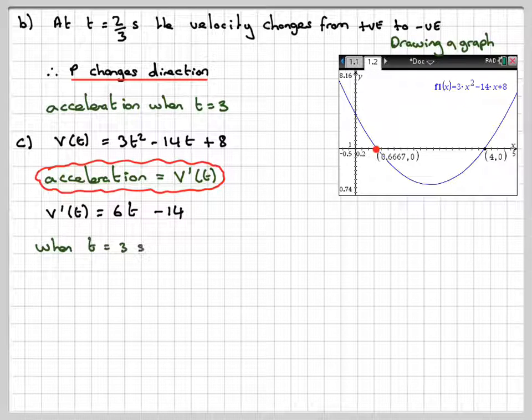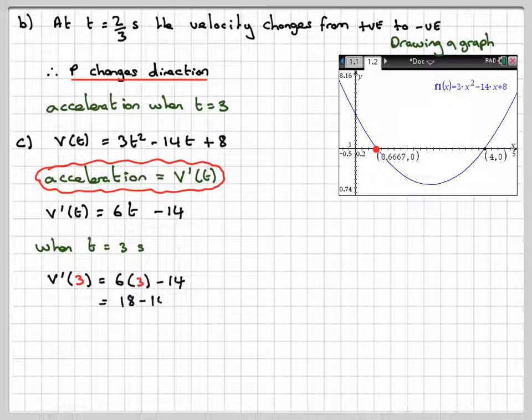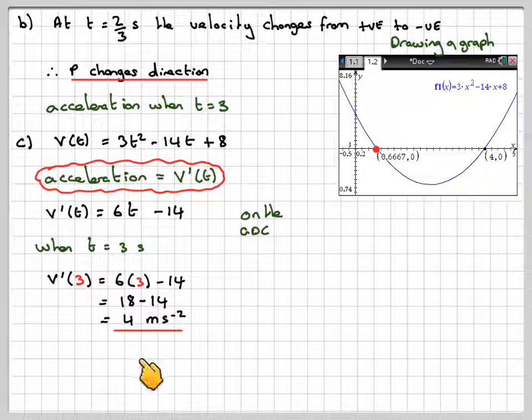And when t is equal to 3, v dash of 3 will be equal to 6 times 3 minus 14, which gives 18 minus 14, which gives an acceleration of 4 meters per second squared.